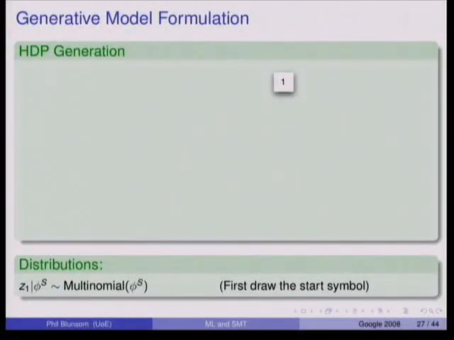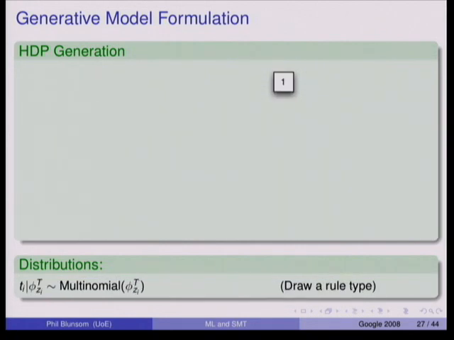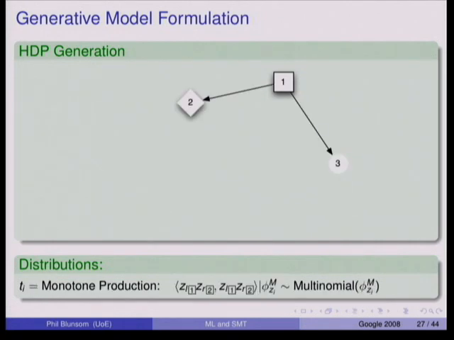Okay, so I'll run through an instance of generating with this model. As I mentioned previously, first we draw a start symbol from our inventory of symbols, and we'll give this the label 1. We then draw a type for that symbol, and the box indicates that we've drawn the type of a monotone production, from the multinomial for the rule types. We then draw for the monotone production 2 children from the distribution that had the prior distribution using the cross product of constituents.